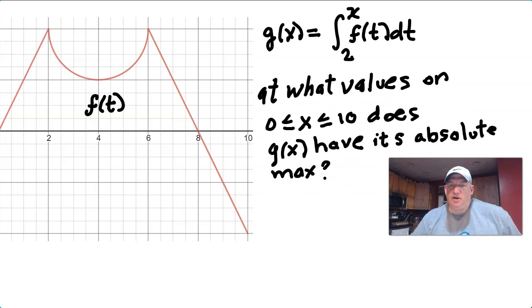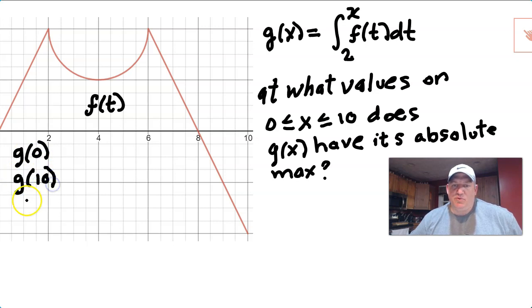And the last part of this question is we're trying to find the values between 0 and 10 that g of x has its absolute max. So what we're going to do is remember that absolute maxes can occur only in 2 places. One would be at the endpoints. So we need to check g of 0, because that's an endpoint, and we also need to check g of 10.